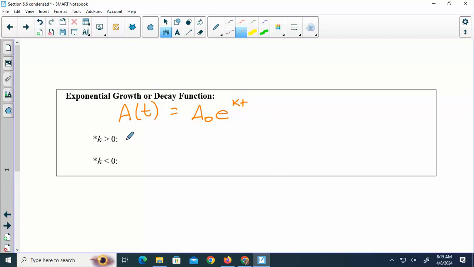If your constant is a positive number, that would be exponential growth. If it is negative, that's exponential decay.